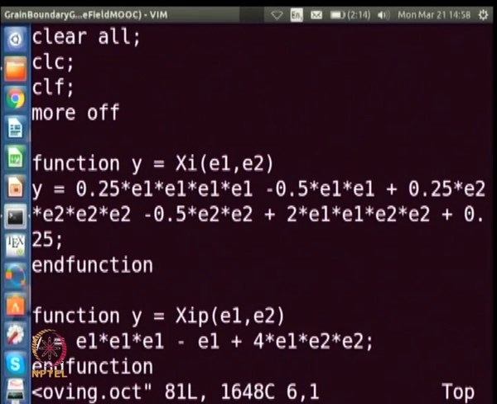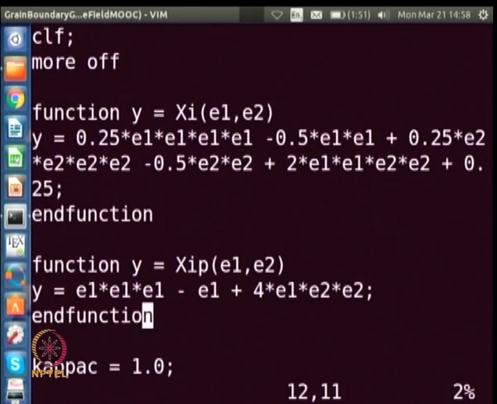We define this function xi, which takes two values, E1 and E2, and we saw that it is phi 1 to the power 4 by 4 minus phi 1 squared by 2. So, that is why it is 0.25 and 0.5, and similarly phi 2 to the power 4 by 4 minus phi 2 squared by 2 plus 2 phi 1 squared phi 2 squared plus 0.25. So, this is what we defined the xi function as, and that is what I have implemented.